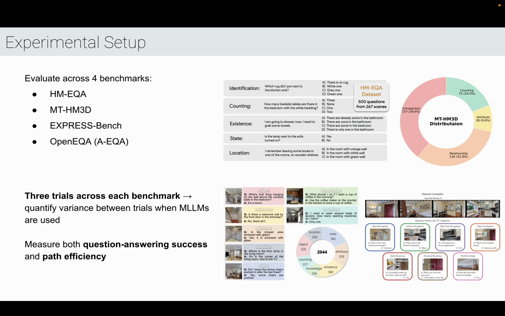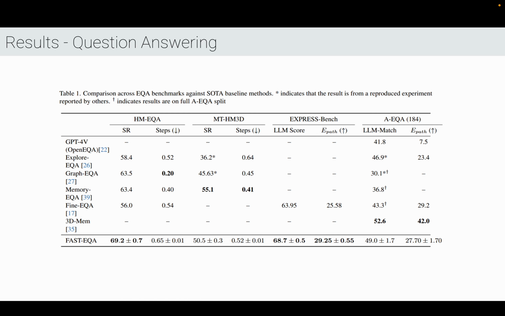For our experimental setup, we evaluate across 4 benchmarks for a comprehensive evaluation. We do 3 trials across each benchmark to further quantify the variance between trials when multiple large language models and vision language models are used. We measure both QA success and path efficiency. From our results, we see that our method achieves state-of-the-art on HMEQA and ExpressBench. We achieve comparable results on multi-target HM3D and active EQA.